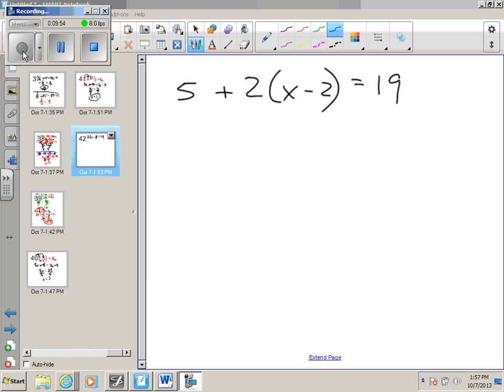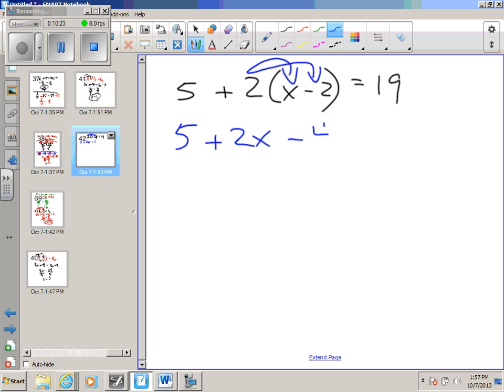So can I do anything with this 5 right now? Or can I just leave it? Well, you could, but let's just leave it for now, and then let's deal with the elephant in the room, this distributive property, okay? Positive 2 times a positive x. Positive 2 times a negative 2 equals 19. Is there anything else on this side that I can clean up? Alex?